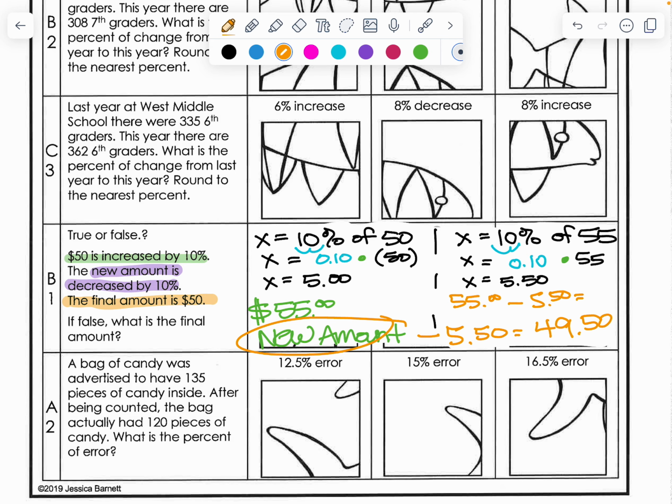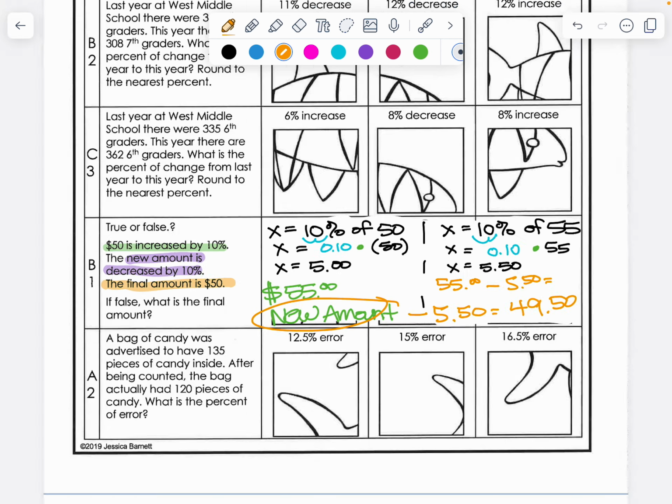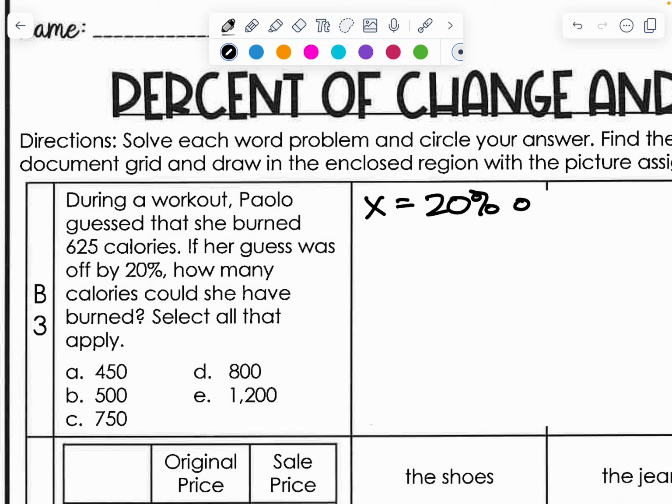Not too bad, right? Okay, and then the last one people kind of had questions on, I actually really like, was this one, B3. It said that Paolo guessed that she burned 625 calories. Her guess was off by 20%. Okay, I need to know, it's the same problem, just like last time. I need to know what 20% of 625 is.